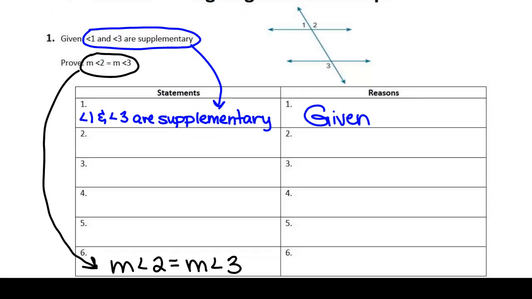Now, we do not know why we can make that statement yet. We're going to have to fill in the other reasons. Specifically, I'm going to need to know what's in statement 5 that would let me move to this point so that I can make statement 6. All right, let's go back to where we're starting. Angle 1 and angle 3 are supplementary.